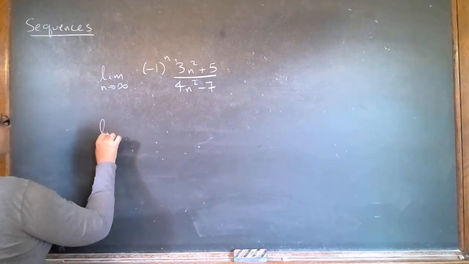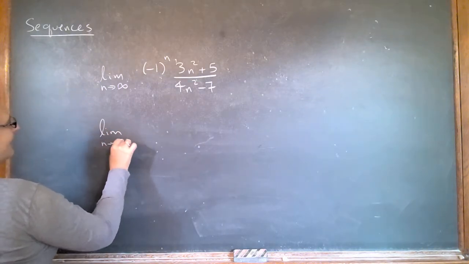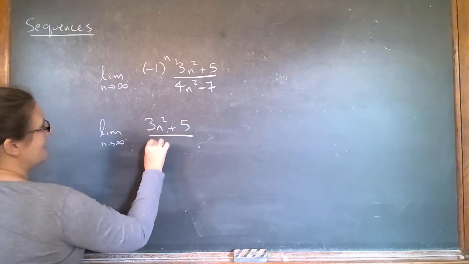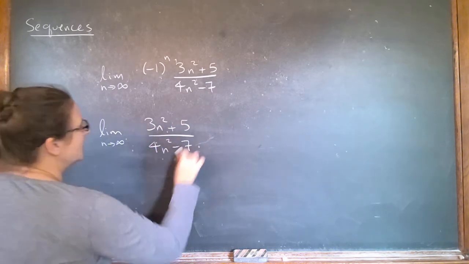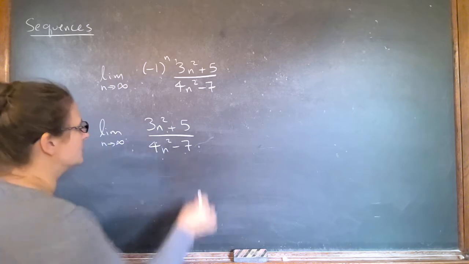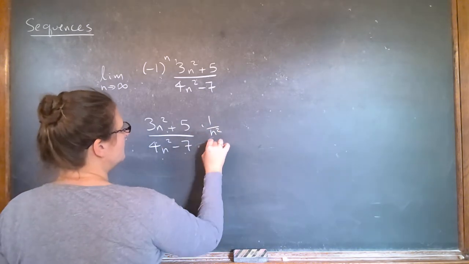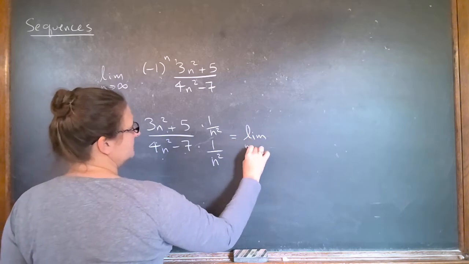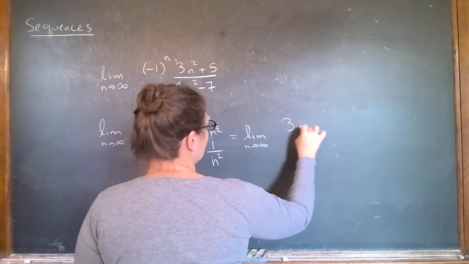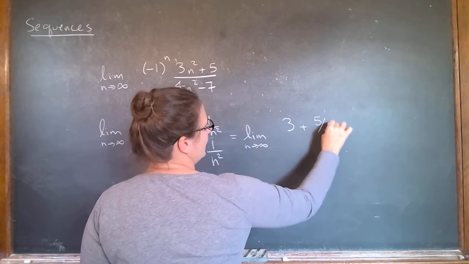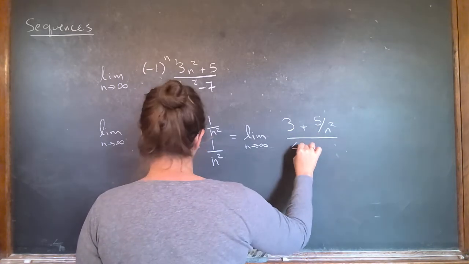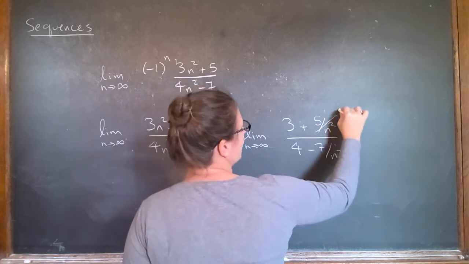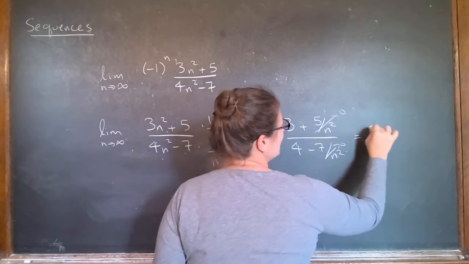So what would happen if I had this? If I have this, I can do it in an easy place, right? Because it's just very standard. We know that this one goes by the same technique. We are going to have 3 plus 5 over n squared over 4 minus 7 over n squared. These guys go to 0. This is equal to 3/4.